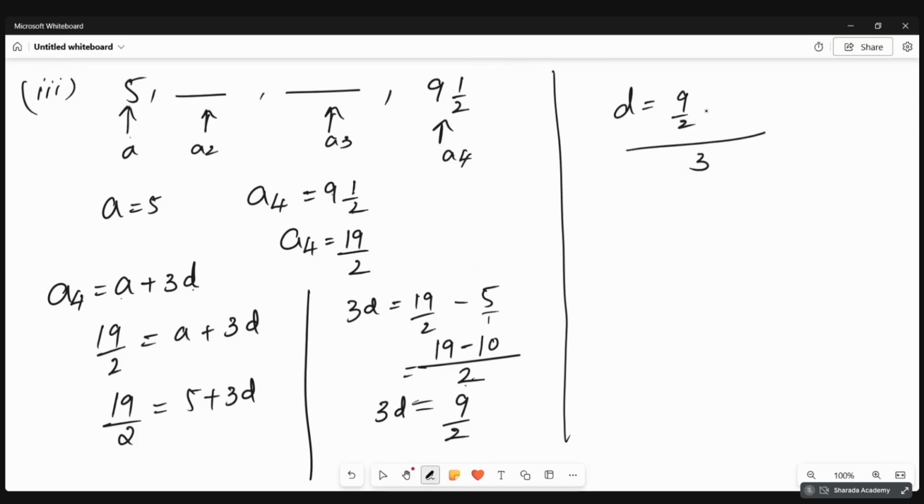Okay. So this is the denominator, not this. 2 by 3 is not the denominator. 3 is the denominator. So I can write it as 3 by 1. So D is equal to 9 by 2 into 1 by 3.